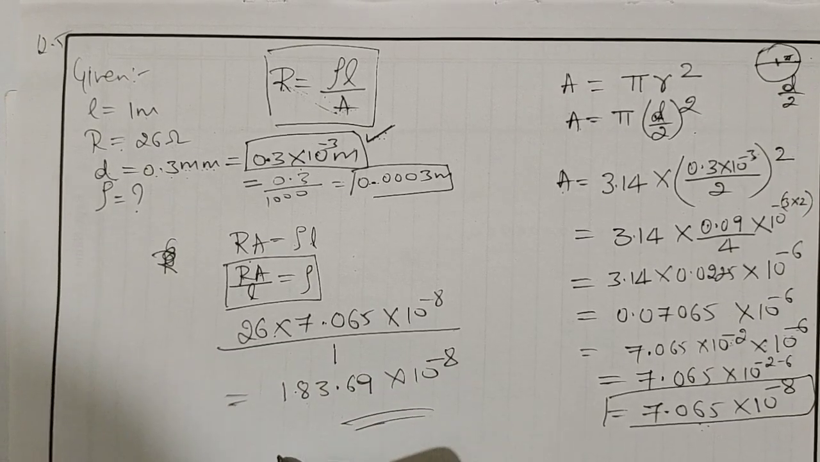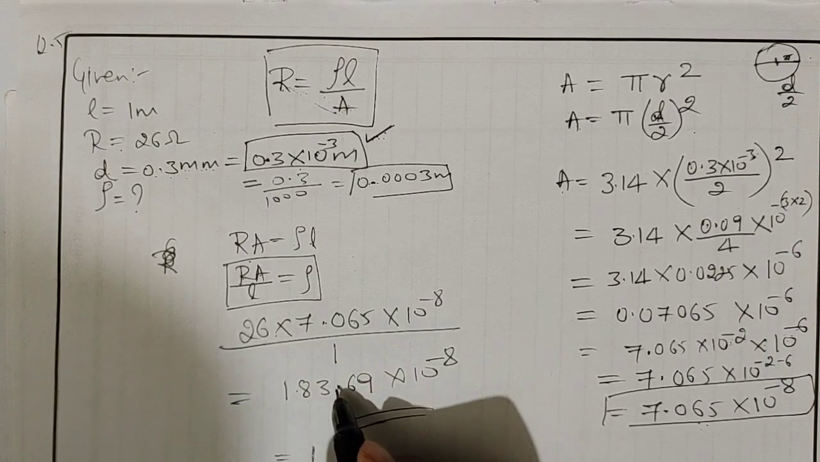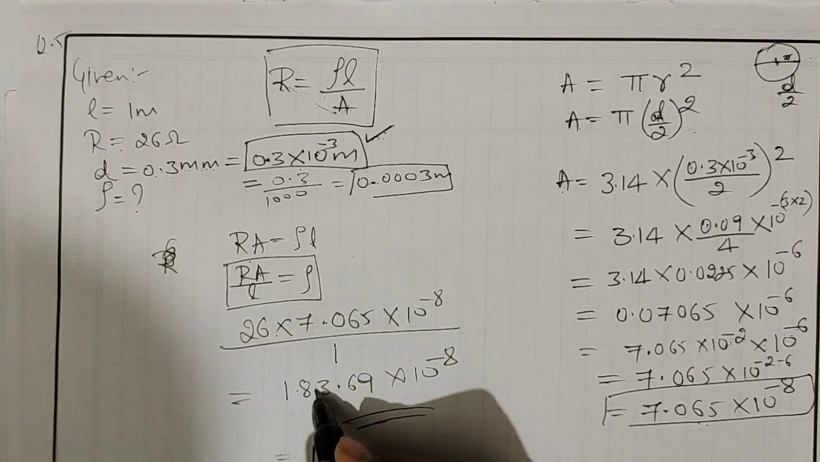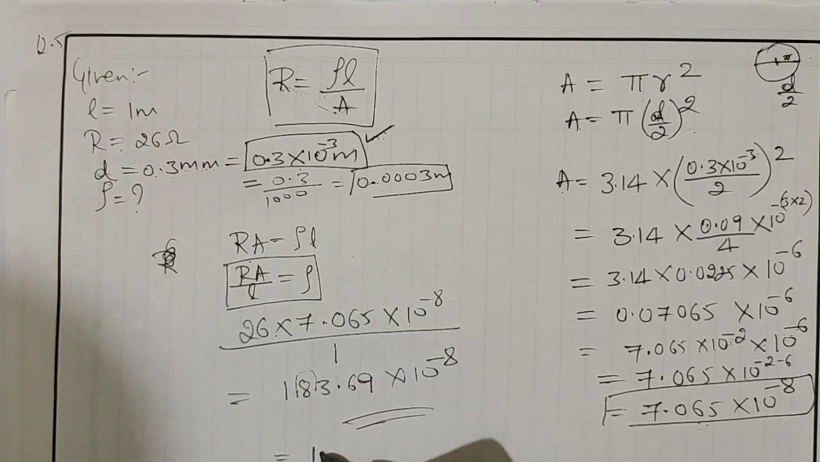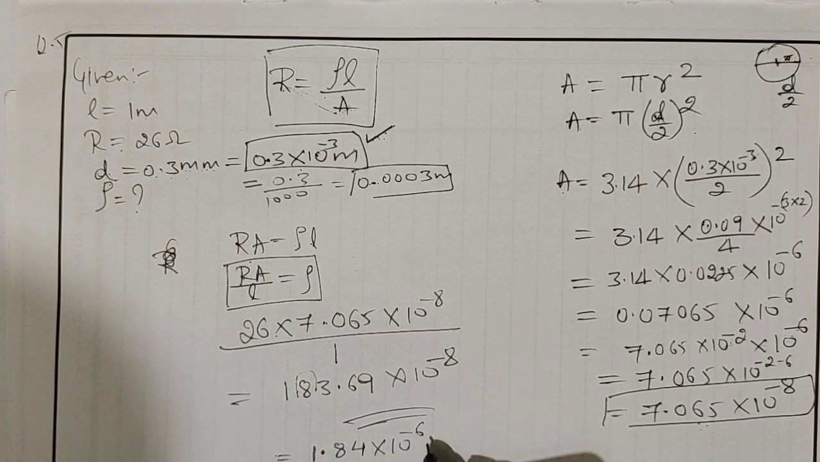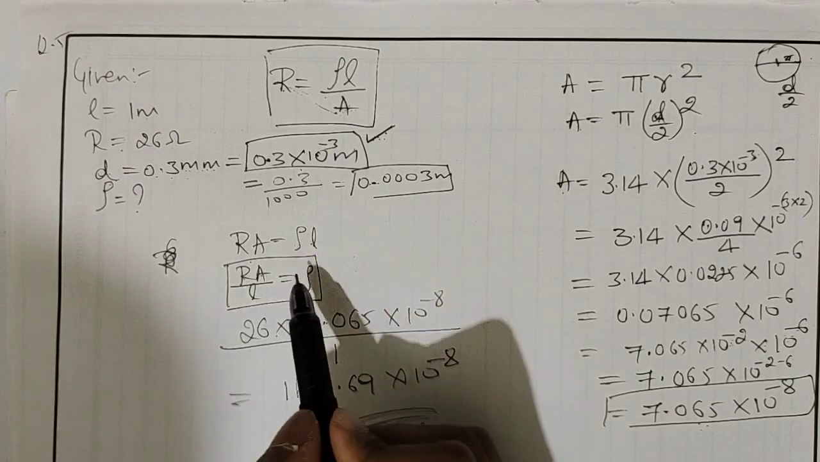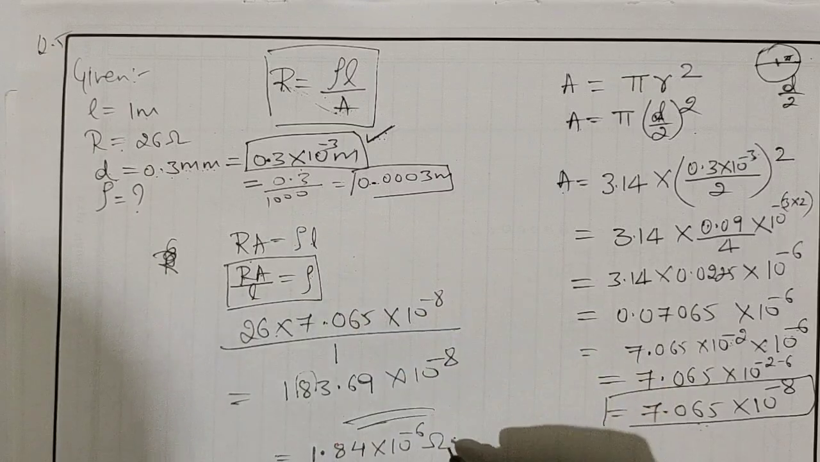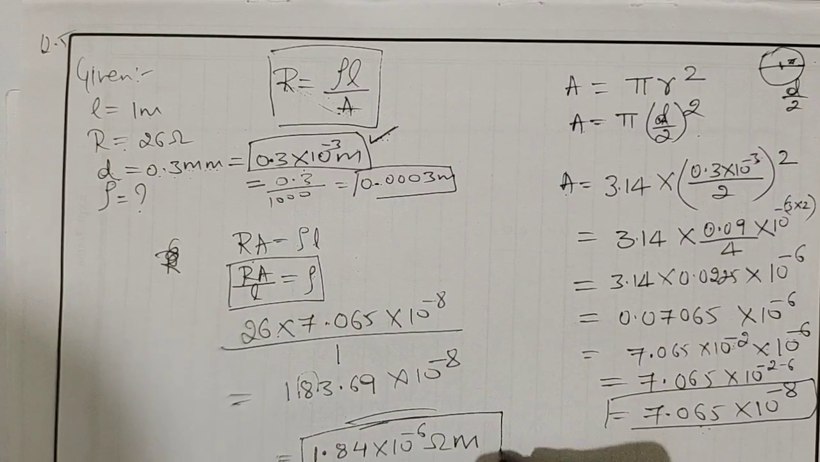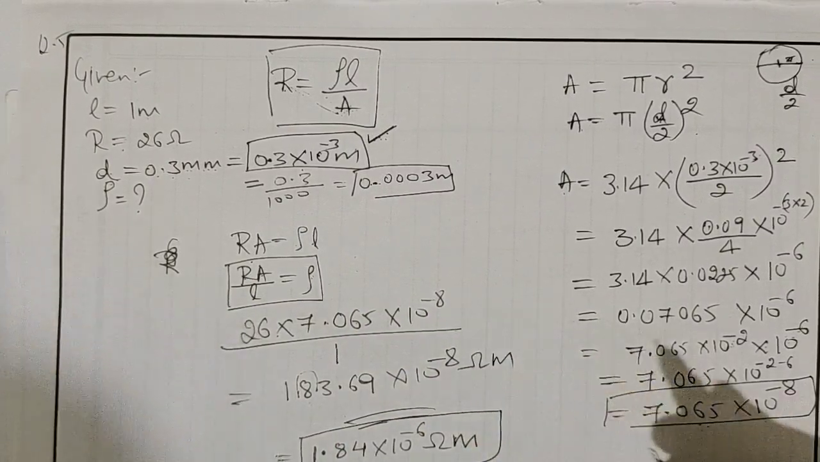That means here I can do. What happens if I shift here? It will become 7 and it will become 6 now. That means 1.84 into 10 to the power minus 6. And what is the unit of resistivity? That is ohm meter. Correct? Now you can also end here only.